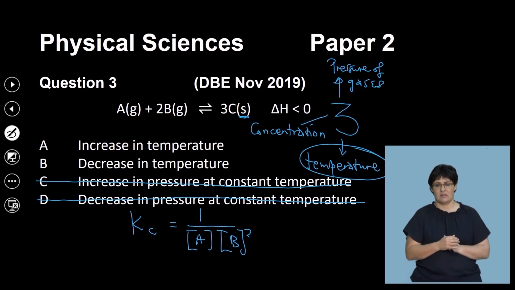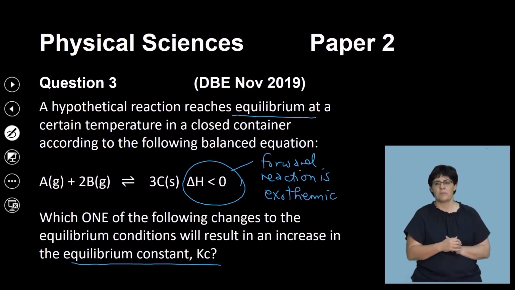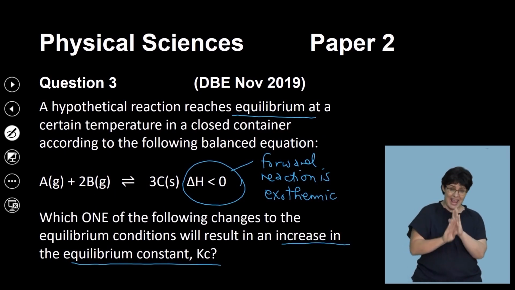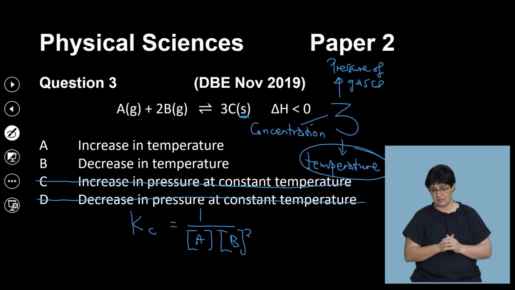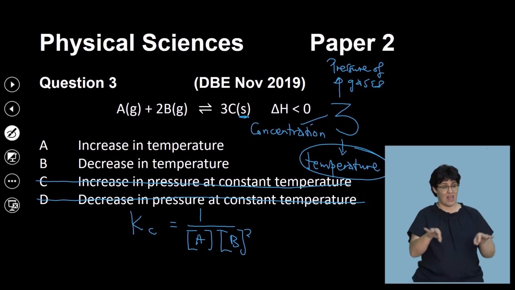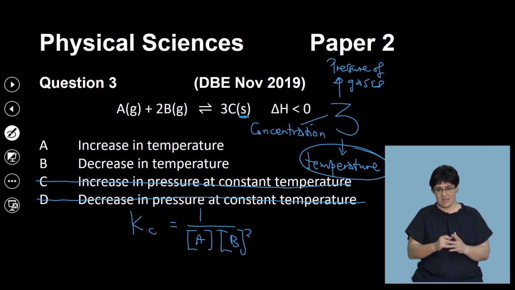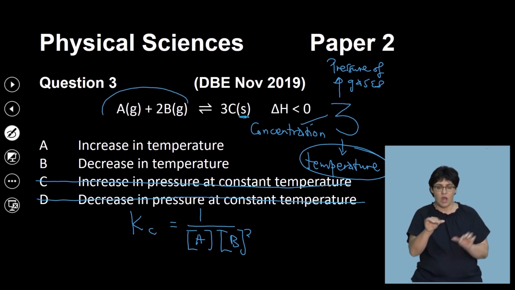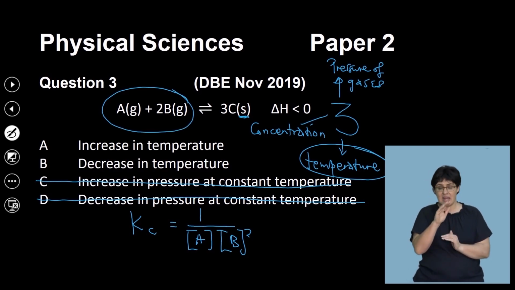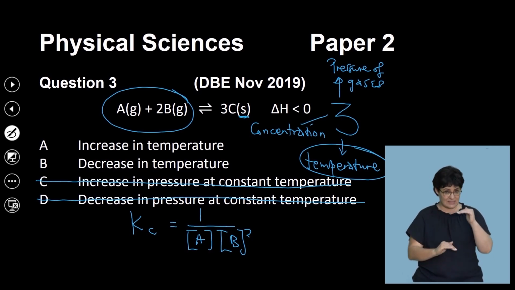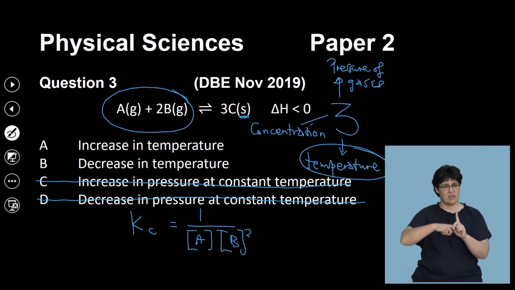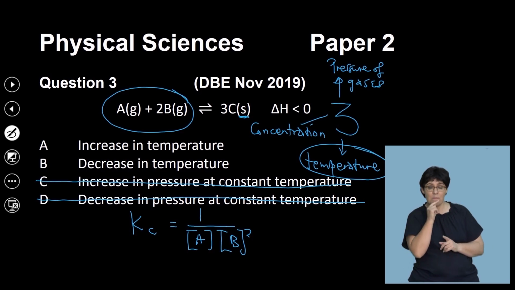Now, the question talks about the one that is going to result in an increase in the equilibrium constant. So for the Kc value to actually increase, it means the forward reaction must actually be favored. So if we favor the forward reaction, it means the proportion of these reactants in the equilibrium mixture will actually be less. Hence, if this becomes less, then we get a bigger magnitude of Kc. So in terms of temperature, if the forward reaction is favored, it means the Kc value will also increase.